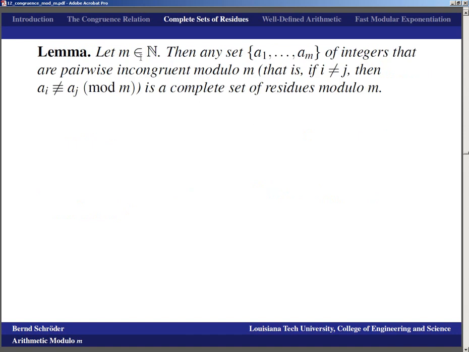If we now take a modulus m, we claim that a set a1 through am of integers that are pairwise not congruent modulo m, and that just means that if i is not equal to j, then ai is not equivalent to aj modulo m, is a complete set of residues modulo m. So basically that means if we at some point leave the realm of just the numbers between 0 and m minus 1, as long as things stay pairwise distinct with respect to this equivalence sign, then we still have a complete set of residues modulo m.